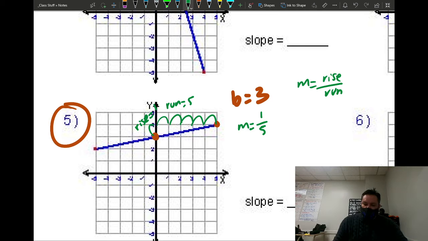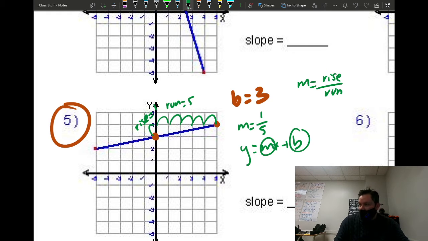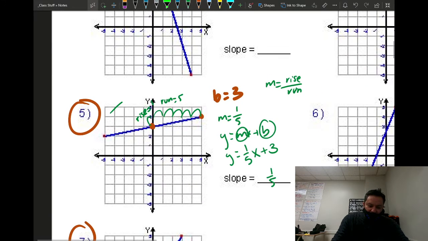So your equation, y equals mx plus b, you already have this, you already have that. All you got to do is plug them in. So y equals 1/5 x. Don't forget the x. Don't ever forget that x. Plus 3. That easy. Everything is still positive because it's going up.